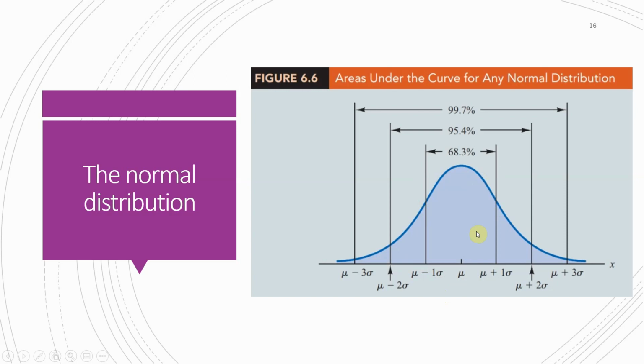So most of the data are closest to the mean. They fall within 1 standard deviation of the mean. Approximately 68% of the data fall within 1 standard deviation. Approximately 95% fall within 2 standard deviations of the mean, and then almost 98% of the data fall within 3 standard deviations of the mean, so both below and above.